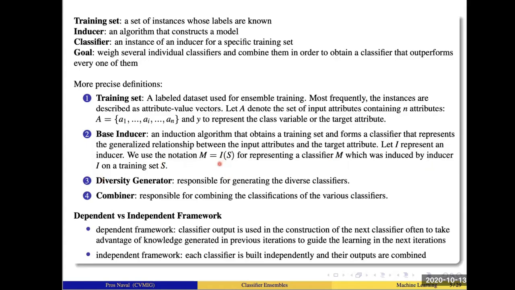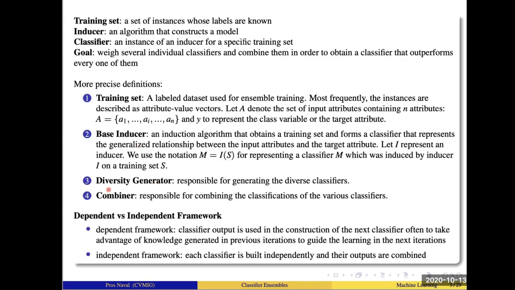In other words, you have an inducer, for example, the Bayes classifier, like the spam filter classifier that you made. That's your I. In today's lecture we'll call that a naive Bayes inducer. Now that naive Bayes inducer, when you train it on a specific data set, like the data set that I gave you, now becomes a classifier. And we will call that classifier M. So that's your inducer.